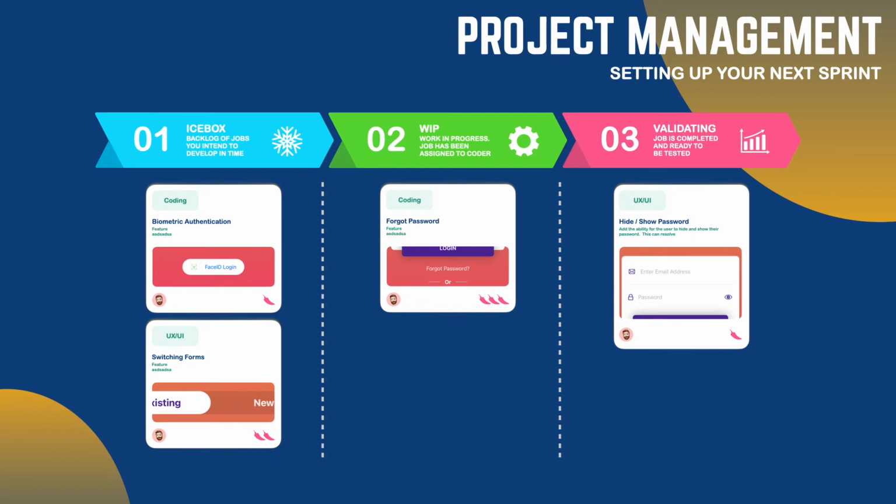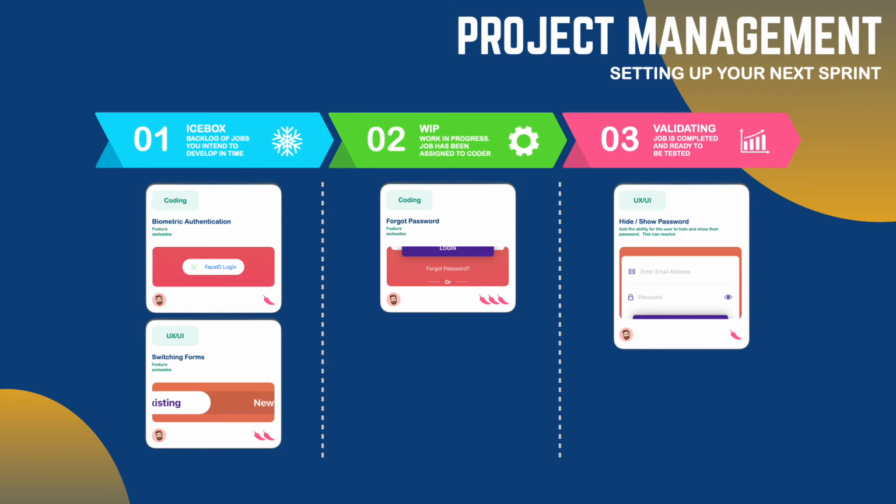We have the icebox, which is where we have our jobs sitting, we've assigned them to someone, but nobody's currently working on them. As we start to work on the job, we move that into work in progress. This means the job has been assigned and someone is actually actively working on it. Once the developer or the designer has finished with that job, they'll then move it into the validating, where the testing team will take over and will make sure that what you've created fits the purpose. Otherwise, we'll go back to the whole process again and work through our design process. So this is the Kanban process.